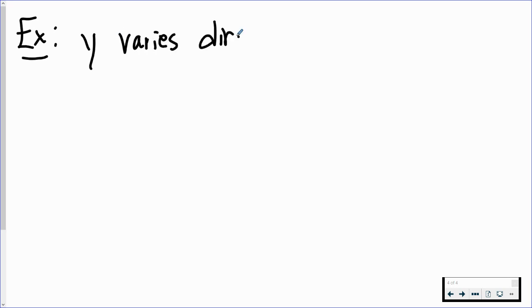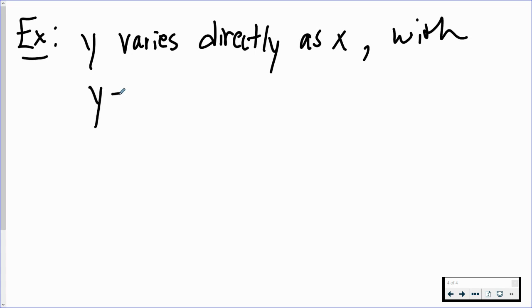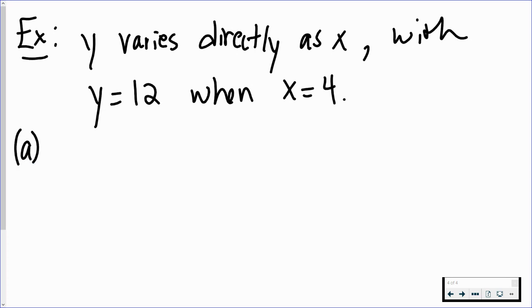Let's talk about what the problems might look like. Let's say that we have y varies directly as x, with y equal to 12 when x equals 4. And let's say the first thing they want us to do is find the constant of variation.